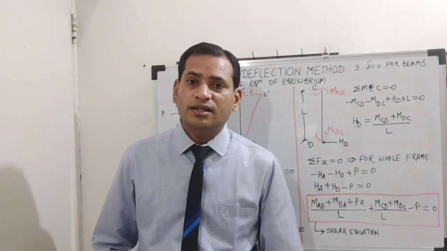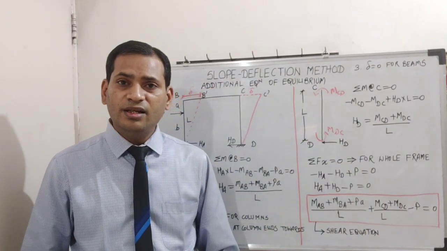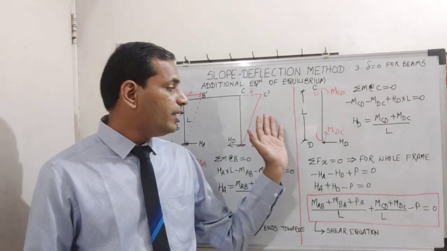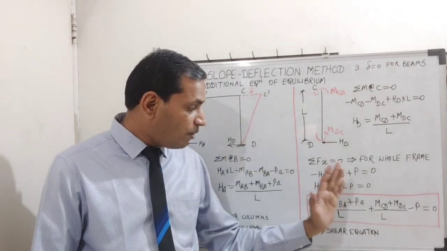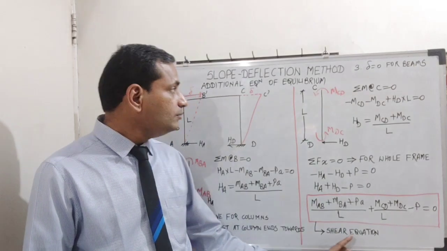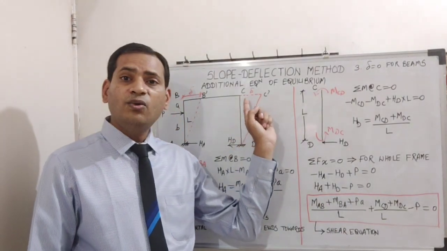So that's it, friends. This is my assumption and analysis for a sway type of portal frame and how to frame or form the shear equation for finding out the additional unknown delta.